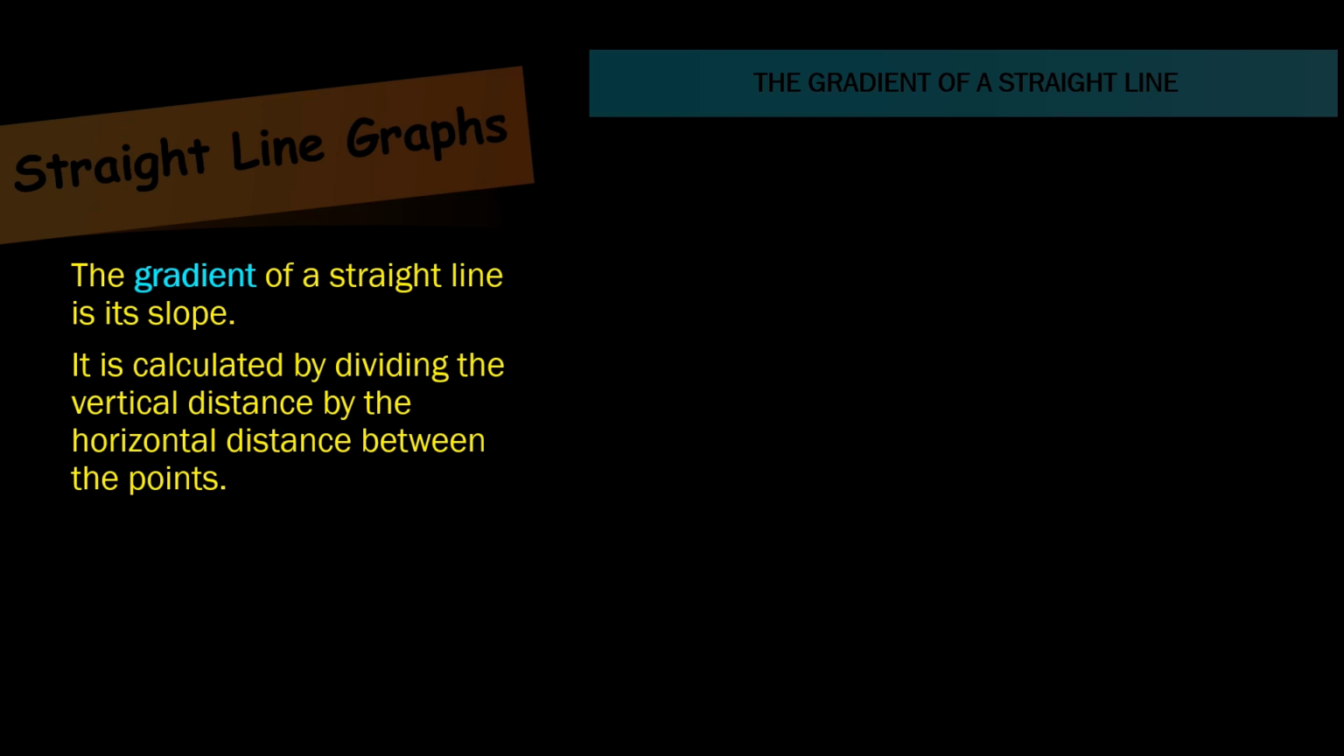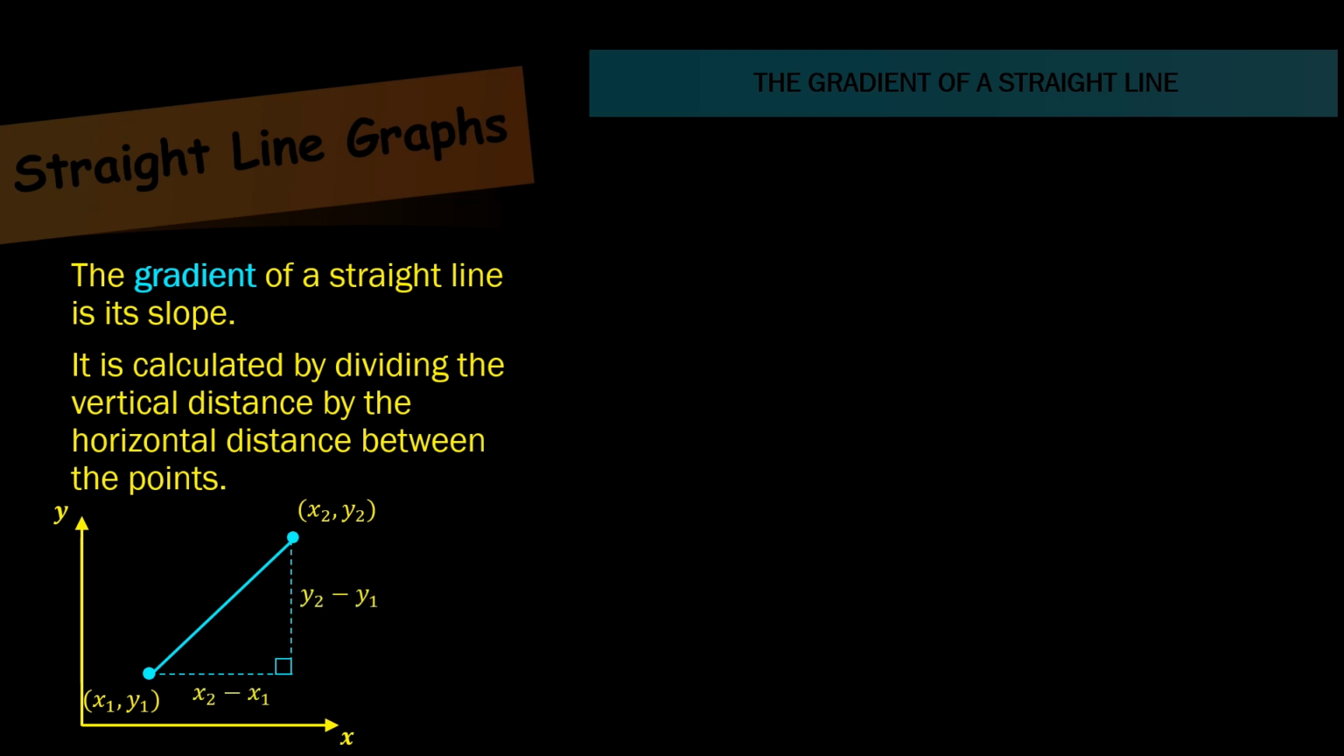So for example, if we have 2 points, (x1, y1) and (x2, y2), and the 2 points are joined by a straight line, then the difference in the y-coordinates is y2 minus y1, and the difference in the x-coordinates is x2 minus x1, and the gradient is y2 minus y1 over x2 minus x1. So change in y over change in x. Let's take a look at an example.